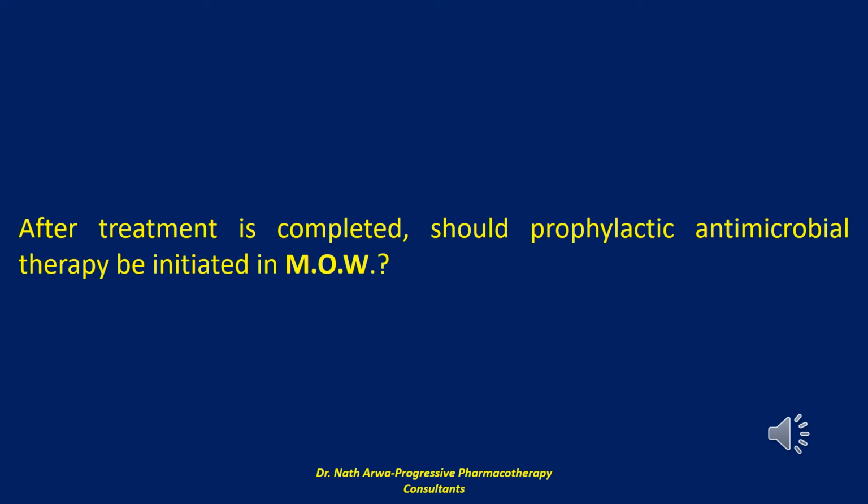M.O.W. has cirrhosis, a previous episode of spontaneous bacterial peritonitis, and a high total bilirubin, thus, he is at high risk for recurrence. Prophylactic antimicrobial therapy should be considered and may be a cost-effective measure. M.O.W. would benefit from ciprofloxacin 500 mg orally daily. The use of trimethoprim sulfamethoxazole would depend on local resistance patterns.